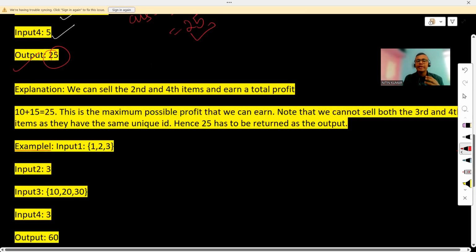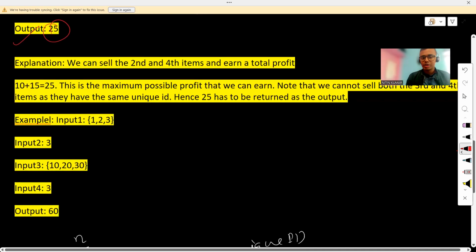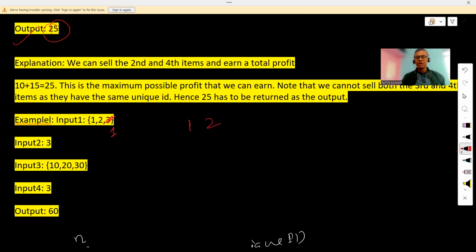Now let's see another problem to understand it in a better way. So come down to a. There is a slight typing mistake, so we have to type it down. Here it is 1. So basically the unique IDs are 2, 1, 2, 1, and the corresponding profit values are 10, 20, and 30. Understood? Now, again, we have to do the same process.